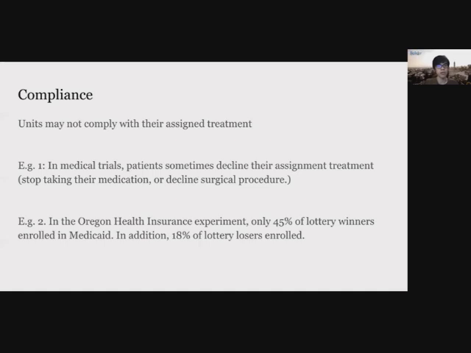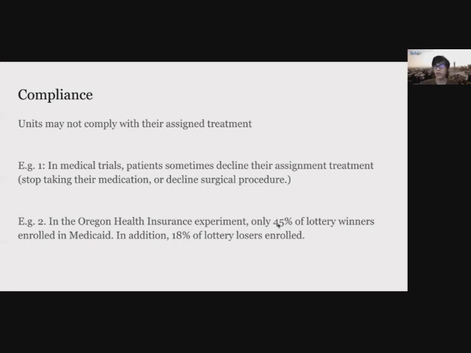Here's another example. Previously we talked about the Oregon health insurance experiment that randomized people into being enrolled into Medicaid or not. It turns out that for those people who won the lottery, who were randomized into being able to enroll, only 45% of them actually enrolled. On the other hand, for those people who lost the lottery, in the sense that they didn't get the chance to enroll in health insurance, 18% of them actually ended up enrolling. Maybe they found another way to enroll in health insurance. In essence, there's a huge number of people here who did not adhere to their assigned treatment.